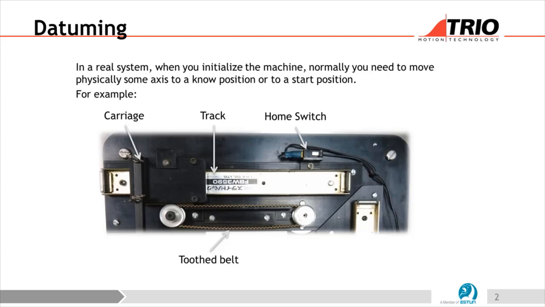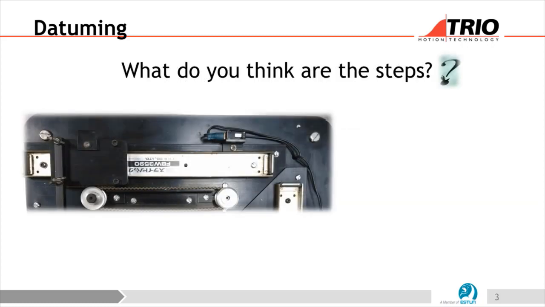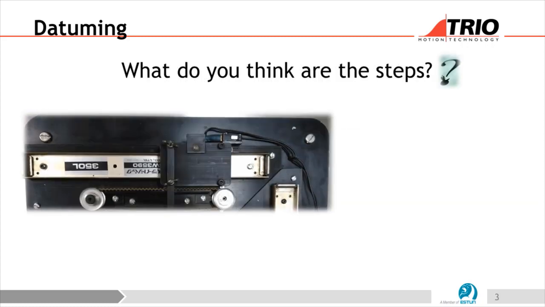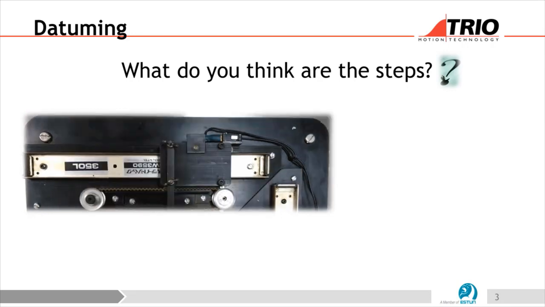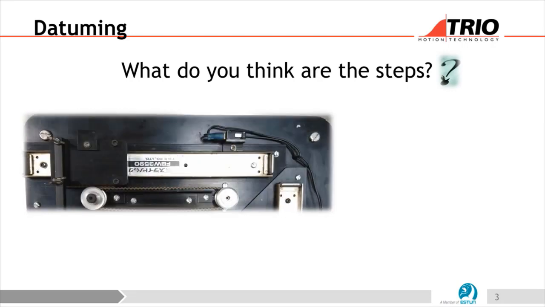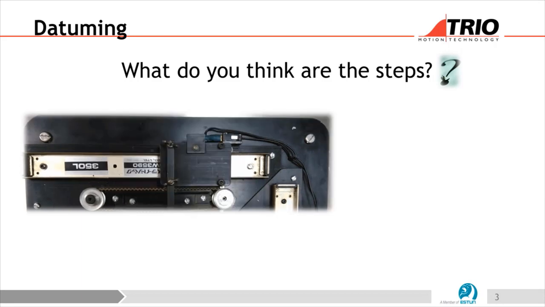So this is a system. I think we have it in the next room. You have the track here, you have the home switch and the belt. So it will actually have an end position. These are the steps for datuming. So where does it stop or where does it start?